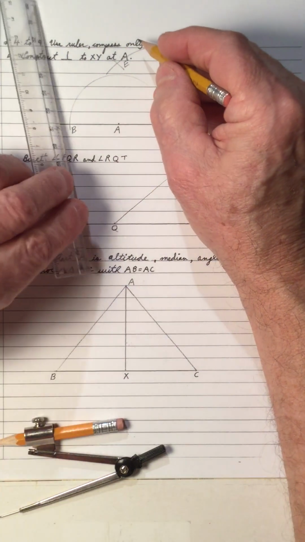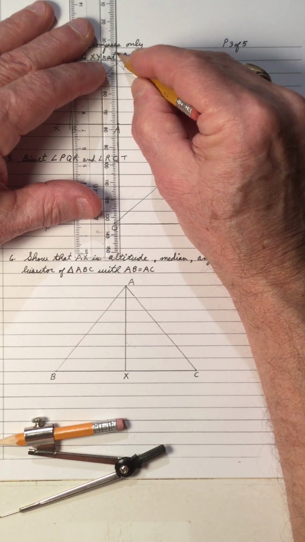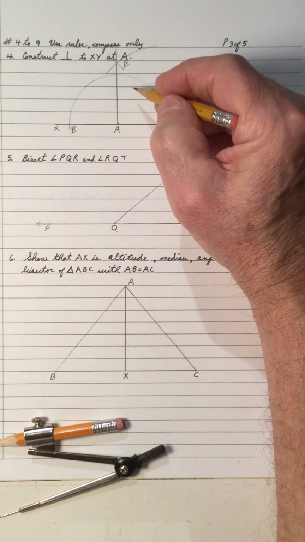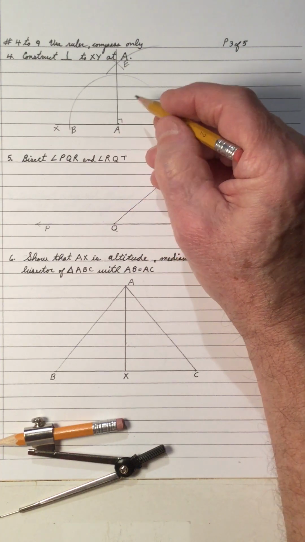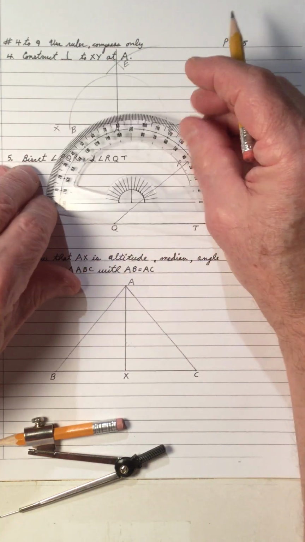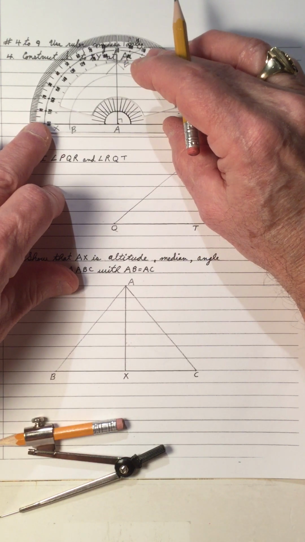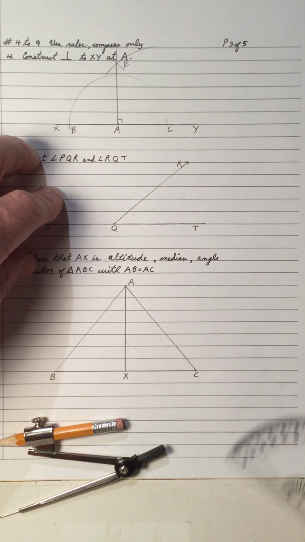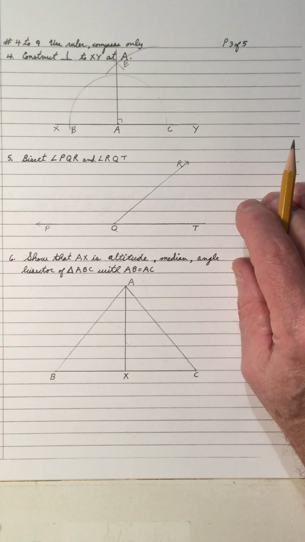So I join E to A, make it a segment. So now I have a perpendicular to XY. There's the perpendicular 90-degree angle, and we just check to make sure that's a 90-degree angle at that point. Place the protractor right along the line at A, and 90 degrees is right straight up. So we did draw a 90-degree angle with a compass and a ruler.